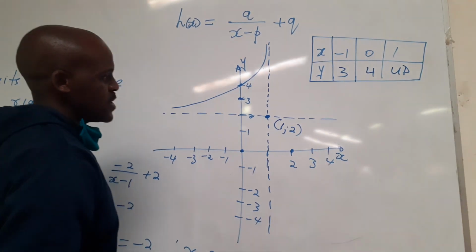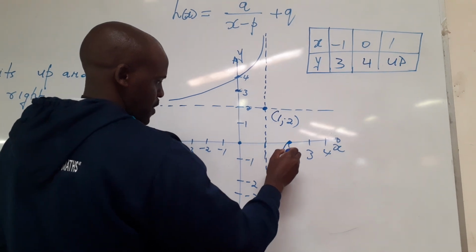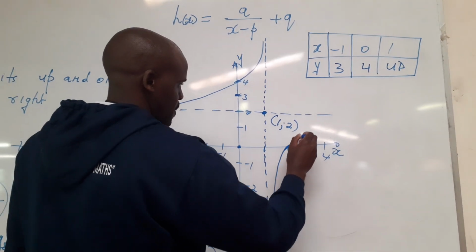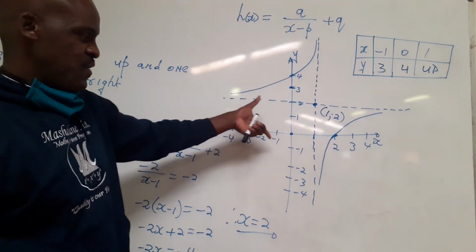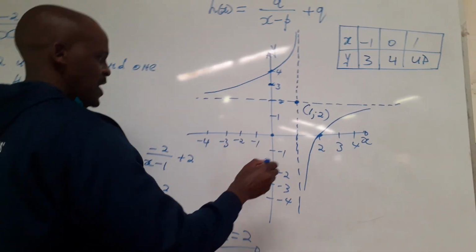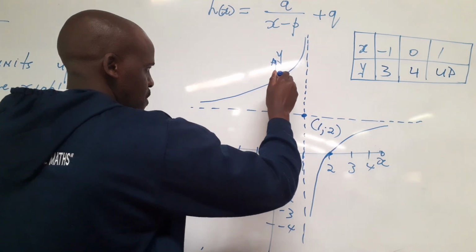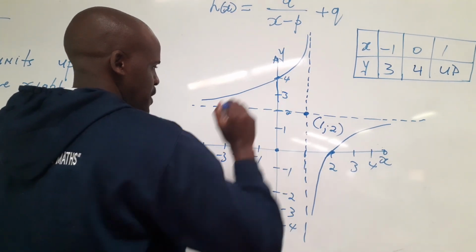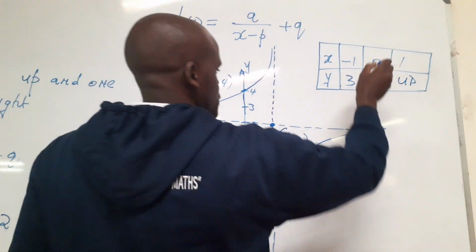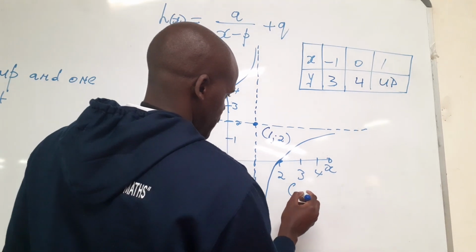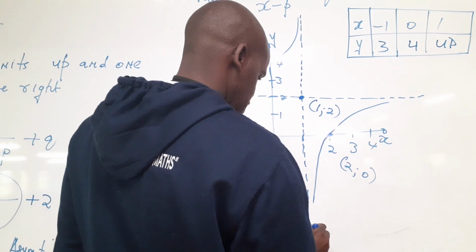It goes like that. And also here, our x-intercept is positive 2. It goes like that. It doesn't touch the asymptote. It has shifted. After it has shifted, we are now having x and y-intercept: (0, 4) and here we are having (2, 0). It doesn't touch the asymptote, right?